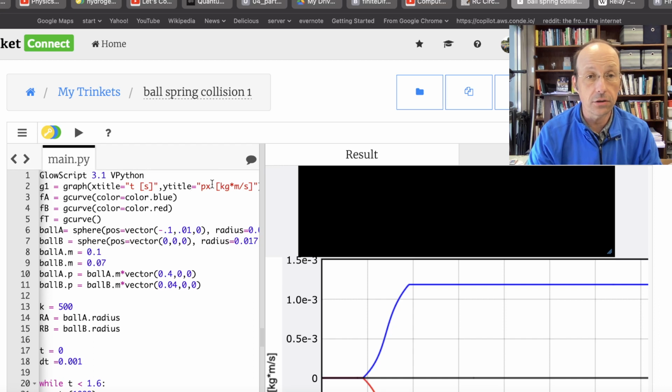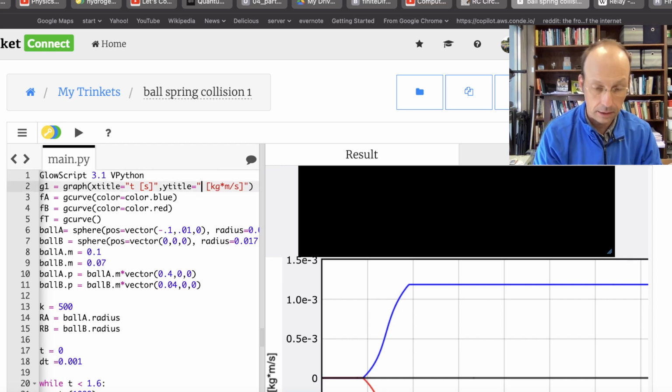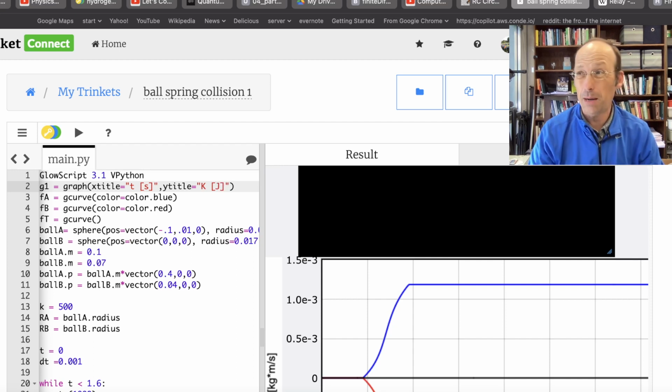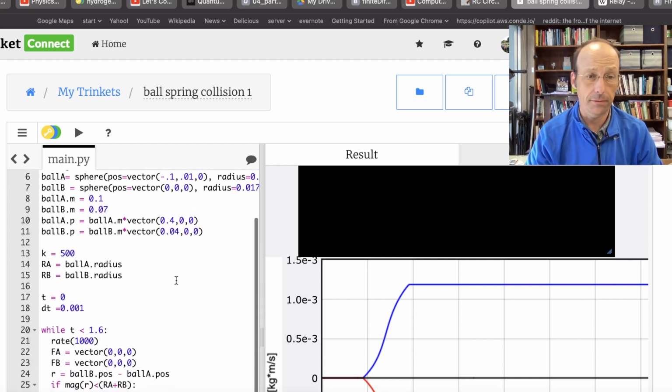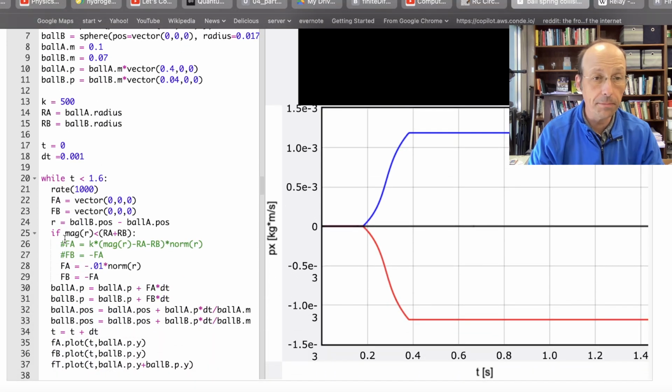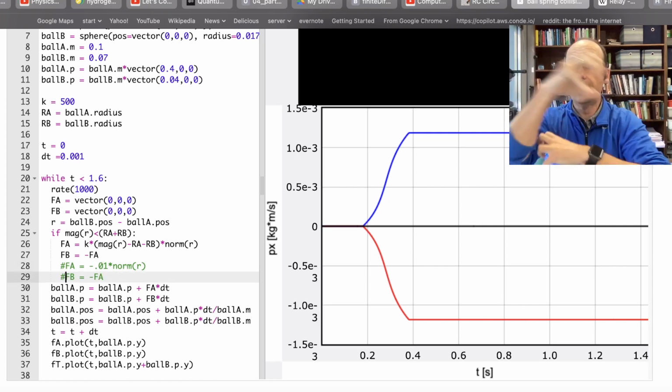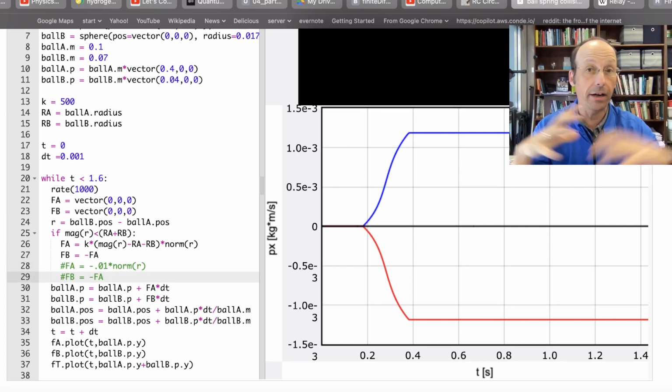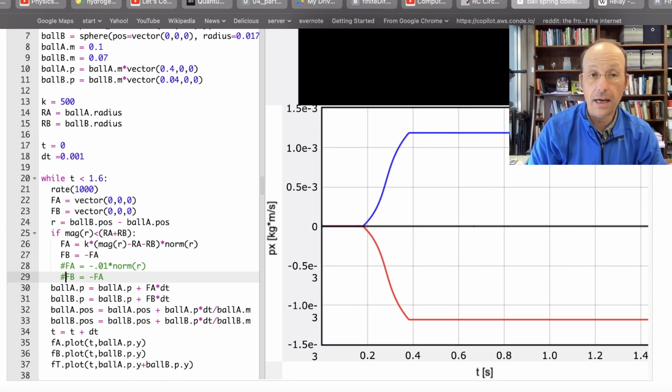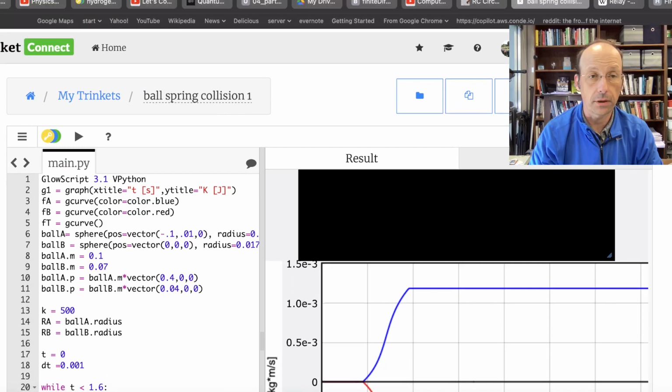So let's just change this to K in joules. And I have to change the units. If I don't, I just feel like I'm a bad person, and I don't like being a bad person. And I'm going to put this back to the springs. It could be a gravitational interaction. It could be an electrostatic interaction. They don't even have to overlap. I'll do that in a future video fairly soon, and we can see what that looks like. Okay, let me run this to make sure things are working.